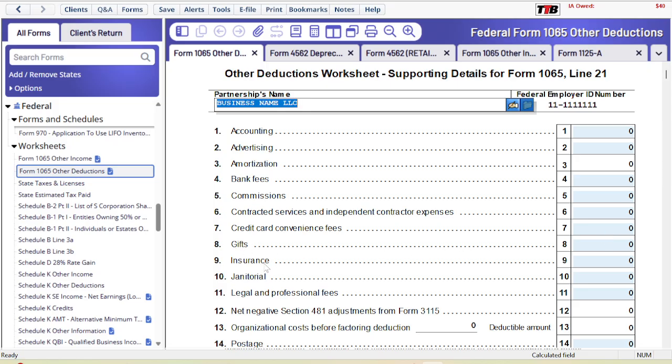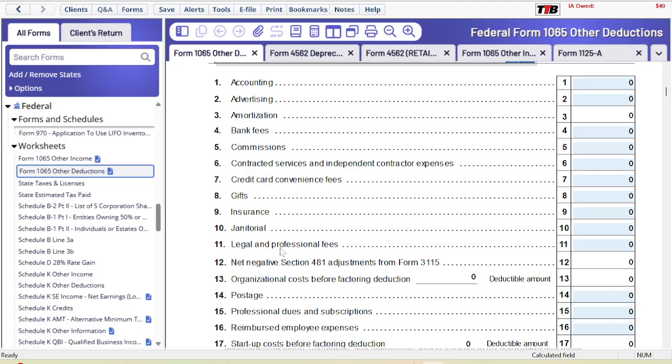Gift is going there. Insurances for the business, so if you have this cleaning services there, legal and professional fees will go there. Just keep in mind though, if you are using a contractor, you are paying lawyers. If those are $600 or more, you are supposed to give them 1099-NEC. So make sure you complete 1099-NEC with IRS and give copies to those professionals so that they can file their business return as well.